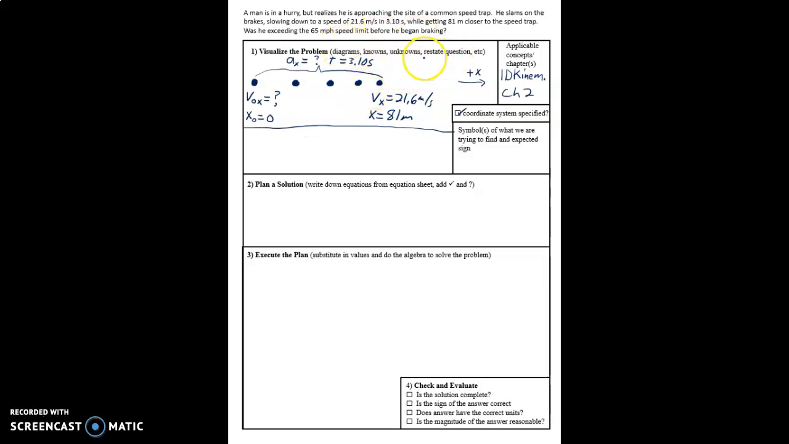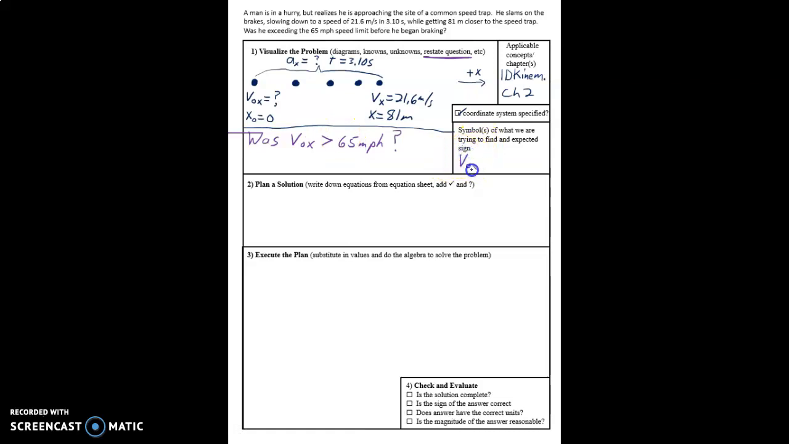So this is a question where we want to restate the question as part of our solution, as part of our visualization. So, was v naught x greater than 65 miles per hour? Restating the question doesn't have to be difficult, but it should involve finding a specific symbol and what you're going to compare it to. If it's a yes-no question, it involves a comparison, and we want to know specifically what we're going to be comparing at the end.